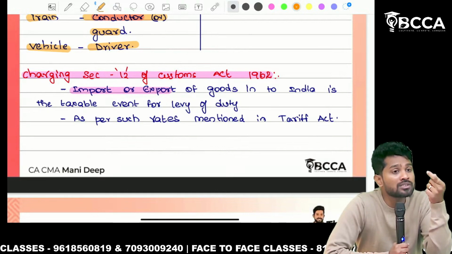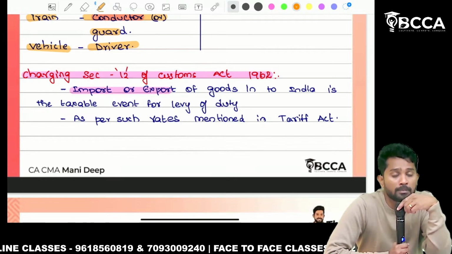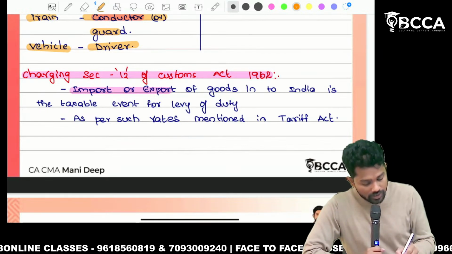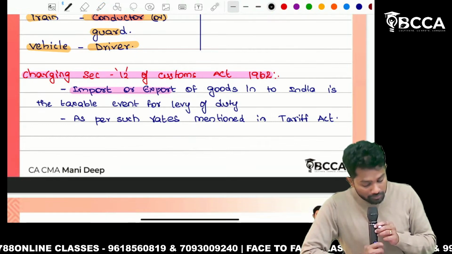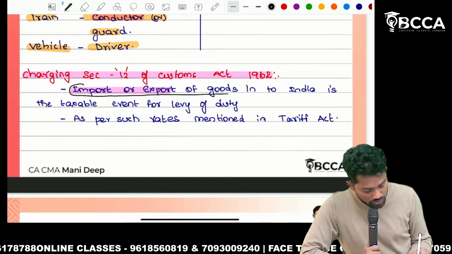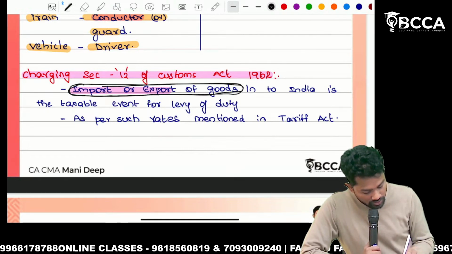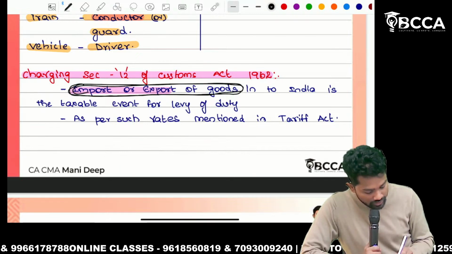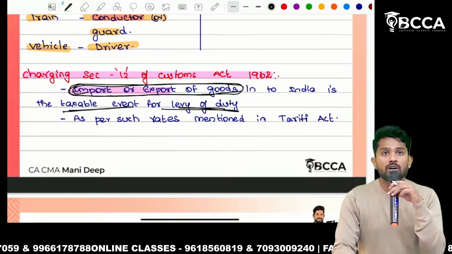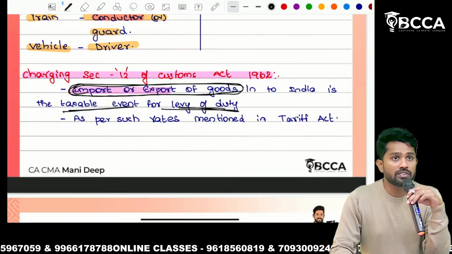Customs duty has to be triggered. But to trigger customs duty, what should have happened? That will be mentioned in the charging section. So here, if you see, what should have happened? Import or export of goods. Import or export of goods into India is the taxable event for levy of duty.